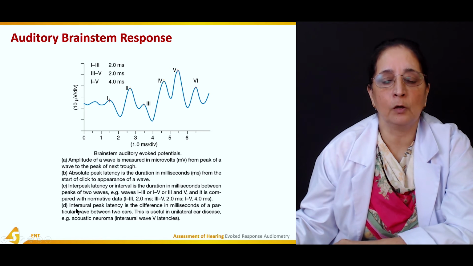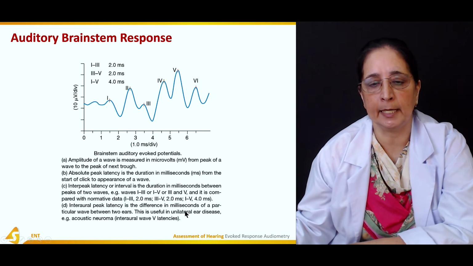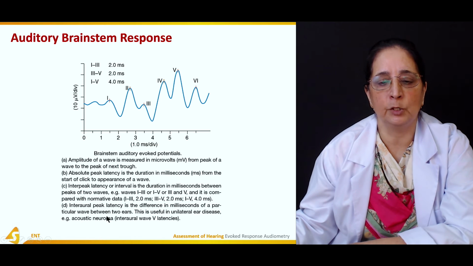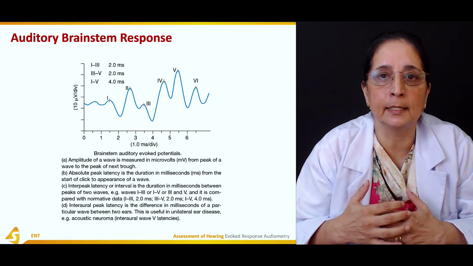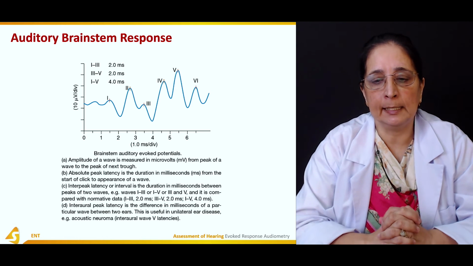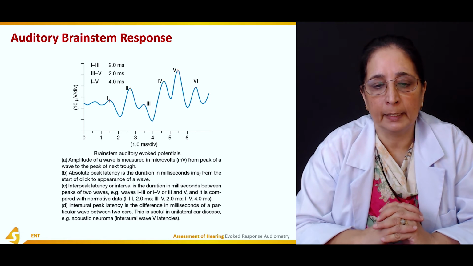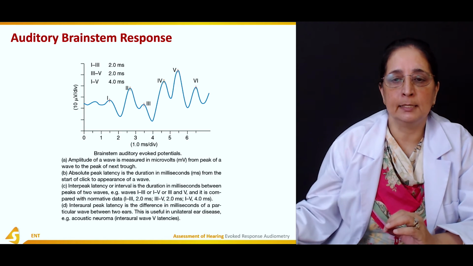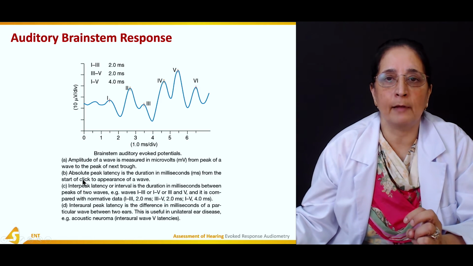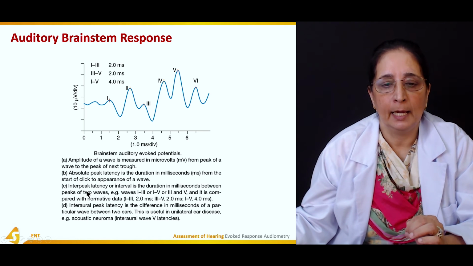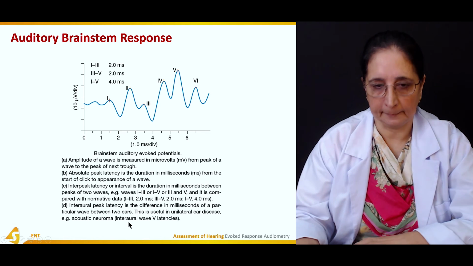Then we have interaural. Interaural peak latency is the difference in milliseconds of a particular wave between two ears. Aural is for the ear, inter is between. So that's the brainstem response. Different things we can measure are the amplitude of the wave, absolute peak latency, interpeak latency, and interaural peak latency.